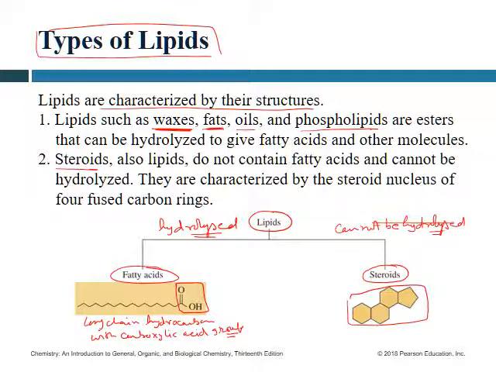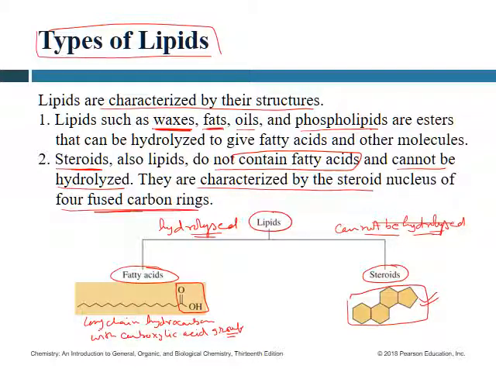Steroids, on the other hand, do not contain fatty acid. As you can see in this structure, it doesn't have any long hydrocarbon chain with a carboxylic acid end, right? And it cannot be hydrolyzed, like I already told you. So they are characterized by the steroid nucleus with 4 fused carbon rings, right? This is how you can classify lipid, whether it contains fatty acid and can be hydrolyzed, or if it cannot be hydrolyzed, that means it is a steroid.